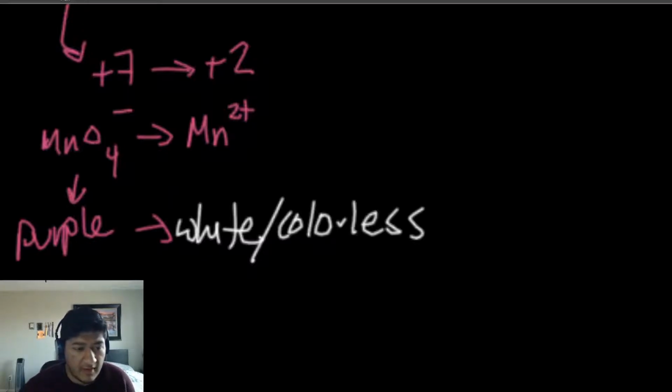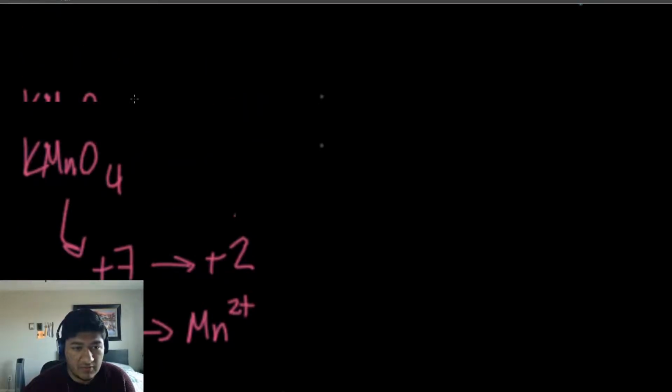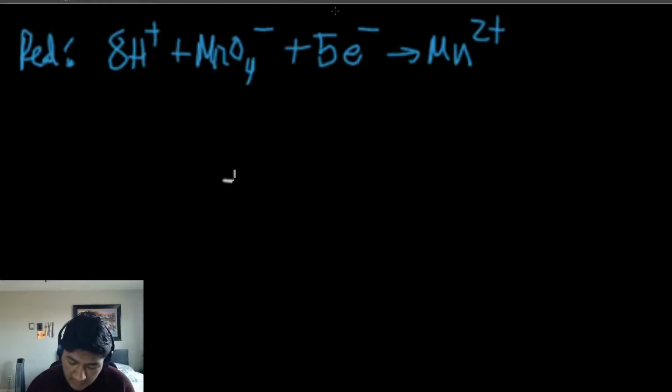So we can go through an example of how this would be actually used in a redox titration. Let me just write this equation up. Let's say the reduction of this reaction, I'm going to write it in blue. Reduction. That is 8H plus MnO4 minus plus 5 electrons goes to Mn2 plus and H2O in the liquid form.